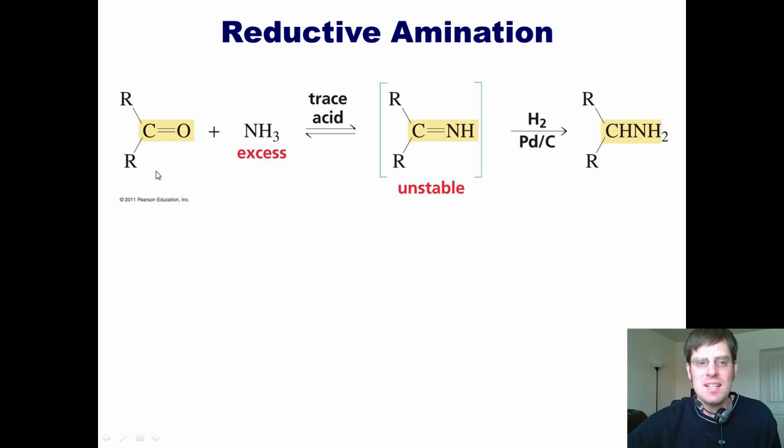I can take a ketone, convert it to an amine, by first converting the ketone into an imine and then treating it with hydrogen gas and palladium carbon. This whole process from here to here is called reductive amination.